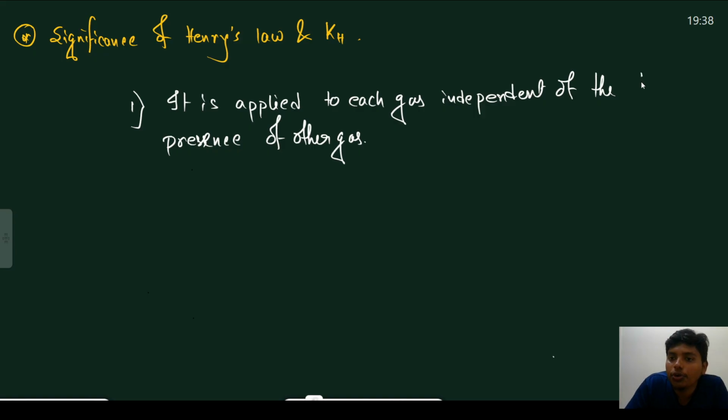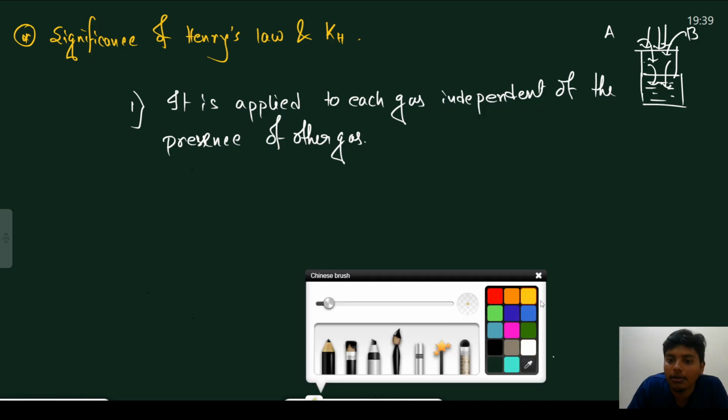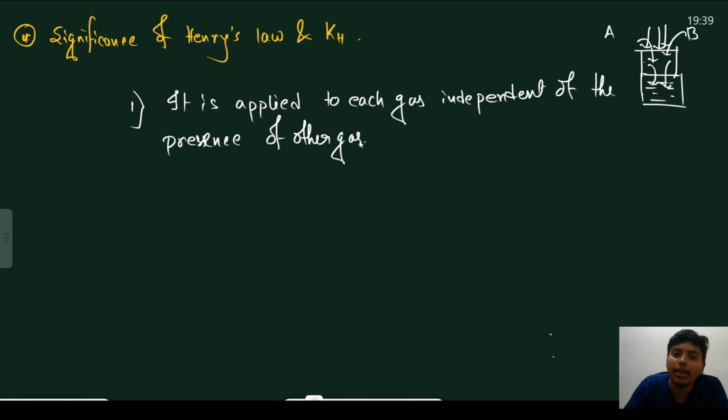Let me explain. Suppose this is one solution. Now I added two gases, gas A and gas B, and I am applying pressure to it. Remember, A will also dissolve, B will also dissolve. The pressure applied to A and the pressure applied to B are independent. It doesn't depend that in the presence of B, A will behave differently. Clear or not?